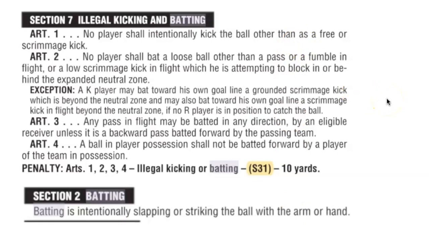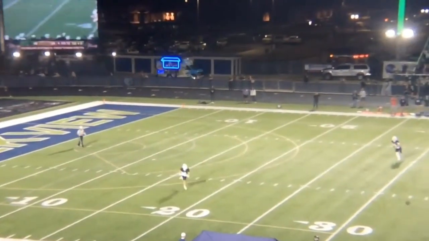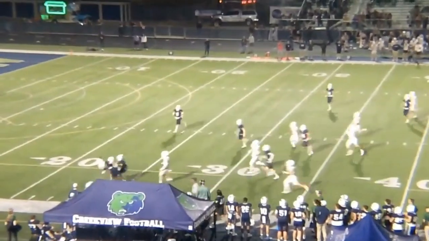And as you can see, a K player may bat toward his own goal line on a grounded scrimmage kick. So they cannot bat toward the opponent's goal line. They can only bat it backwards towards their own goal line, which was not the case here. You can see he bats it forward toward the opponent's goal line.